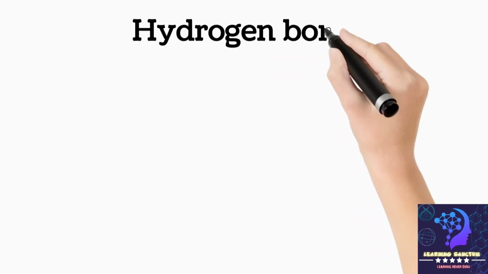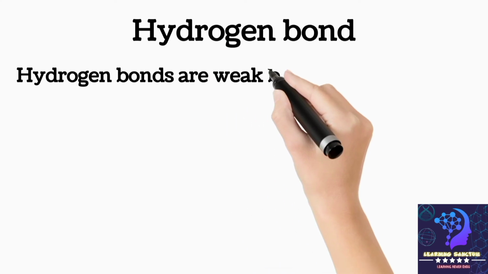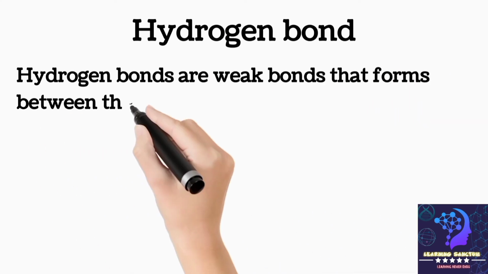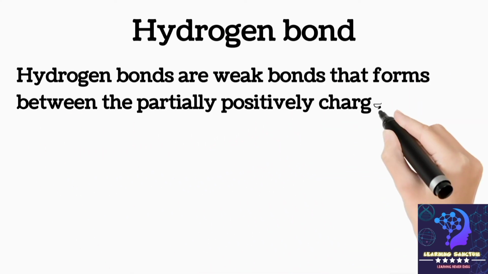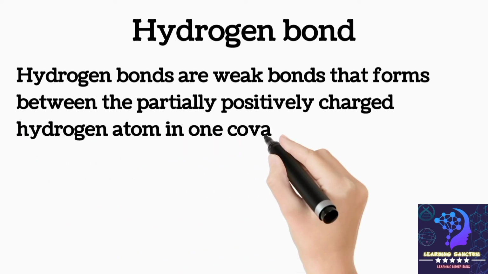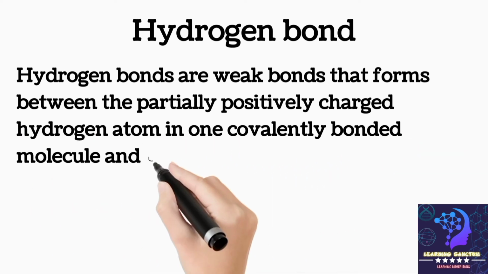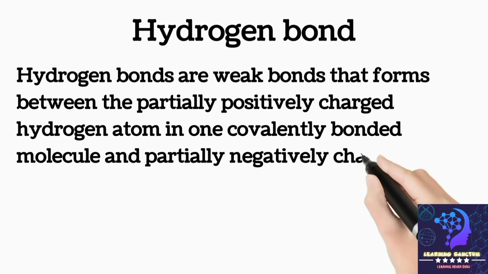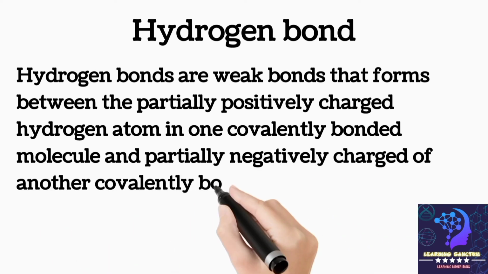Hydrogen bond. Hydrogen bonds are weak bonds that form between the partially positively charged hydrogen atom in one covalently bonded molecule and the partially negatively charged atom of another covalently bonded molecule.